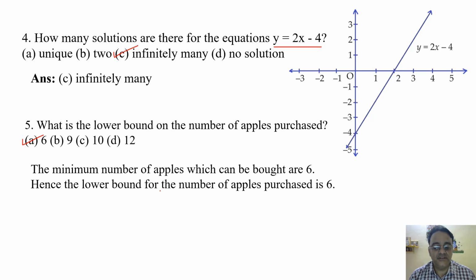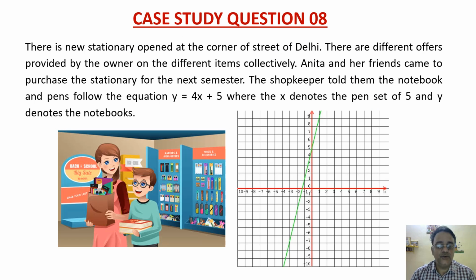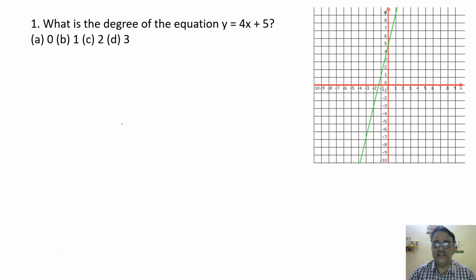So now we are moving toward the case study question number 8. There is a new stationery opened at the corner of street of Delhi. There are different offers provided by the owner on the different items collectively. Anita and her friend came to purchase the stationery for the next semester. The shopkeeper told them the notebook and pen follow the equation y is equals to 4x plus 5, where x denotes the pen set of 5 and y denotes the notebook, right? Now based on this given information, let us start with the first question. What is the degree of the equation y is equals to 4x plus 5?